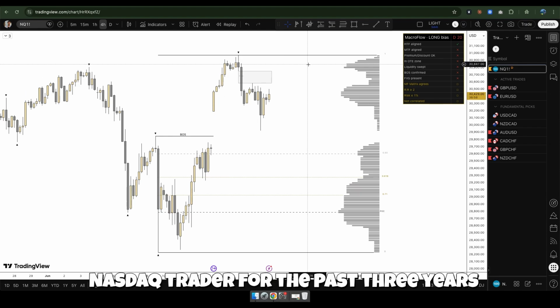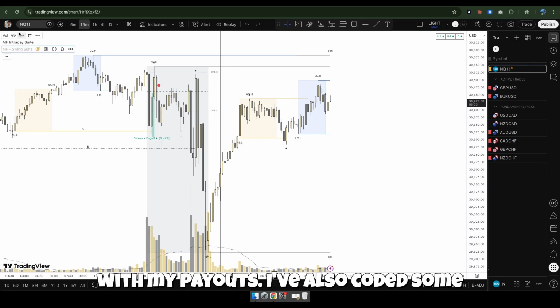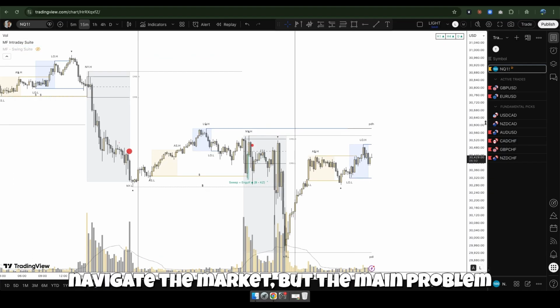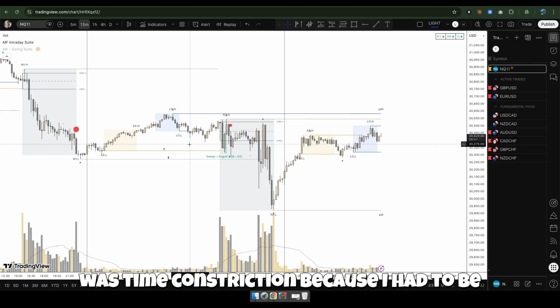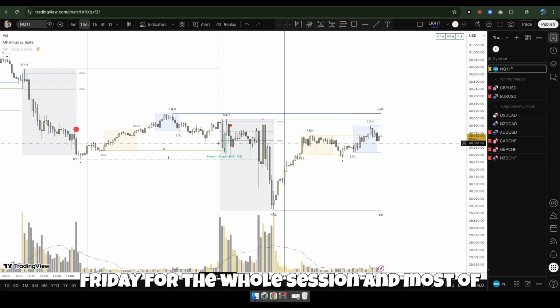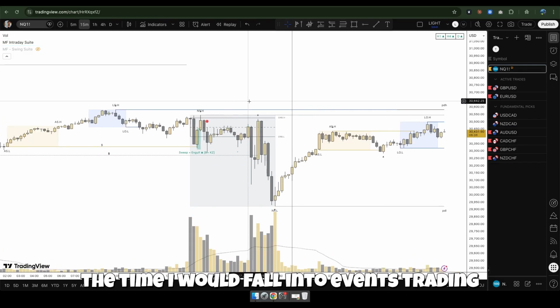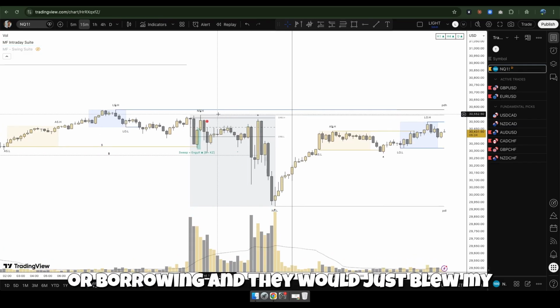I've been a Nasdaq trader for the past 3 years, and I've never been able to be consistent with my payouts. I've also coded some personal indicators that would help me navigate the market, but the main problem was time constriction, because I had to be in front of the screen from Monday to Friday for the whole session, and most of the time I would fall into revenge trading or boredom, and I would just blow my account.